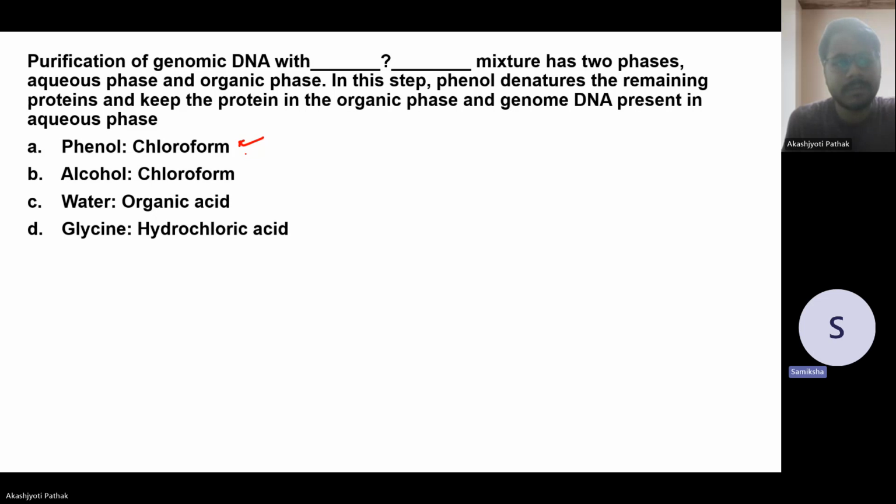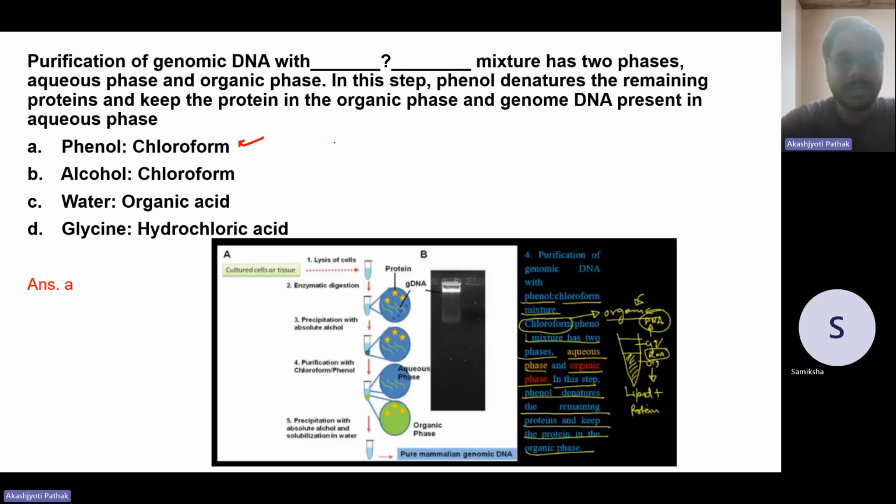So what was the ratio? 24:7. Yes, the ratio is 24:7 of phenol chloroform, and sometimes isoamyl alcohol is also used, in the ratio 24:7:1. So what it does is this: the proteins and the lipids are soluble in this organic phase. So your proteins and lipids are present in the organic phase, while the DNA remains in the aqueous phase. Okay, so the answer is phenol chloroform.